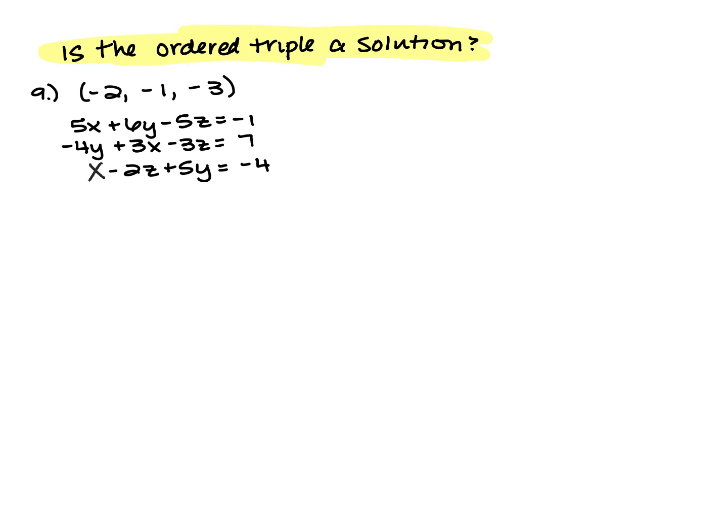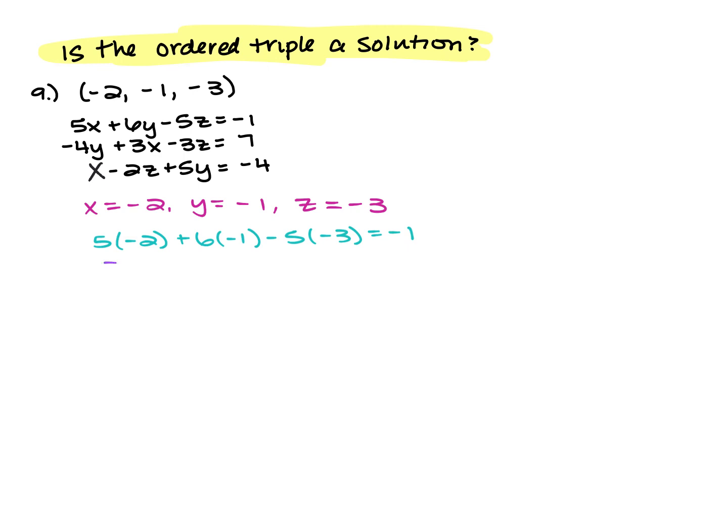So we're going to plug the negative 2 in for x. So x is going to equal negative 2. Your y is going to equal negative 1. And your z is going to equal negative 3. We're going to start with that top equation. So we have 5 times x, which is negative 2, plus 6 times y, which is negative 1, minus 5 times z, which is negative 3, is equal to negative 1.